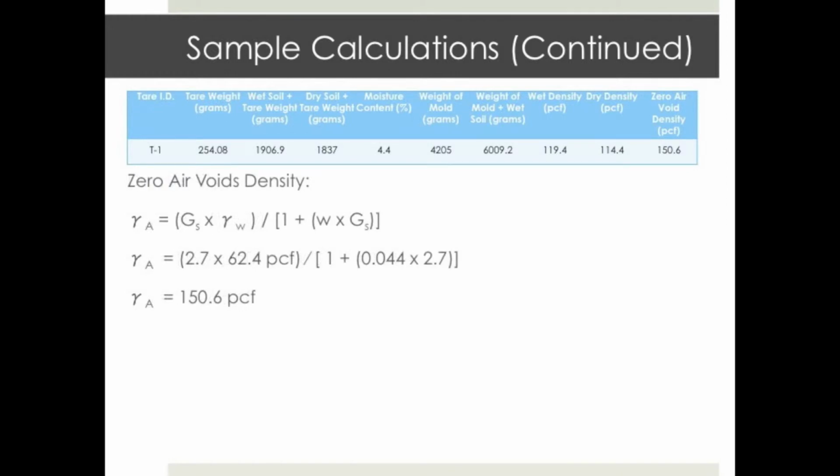Next, we calculate the density of the subspecimen if it had no air voids, also known as the zero air voids density. The specific gravity is multiplied by the unit weight of water, then this value is divided by 1 plus the water content in decimal form times the specific gravity. In this case, the zero air voids density came to 150.6 pounds per cubic foot.